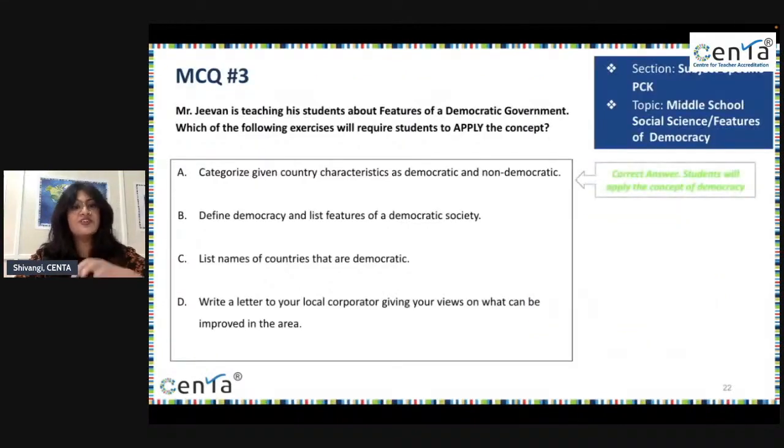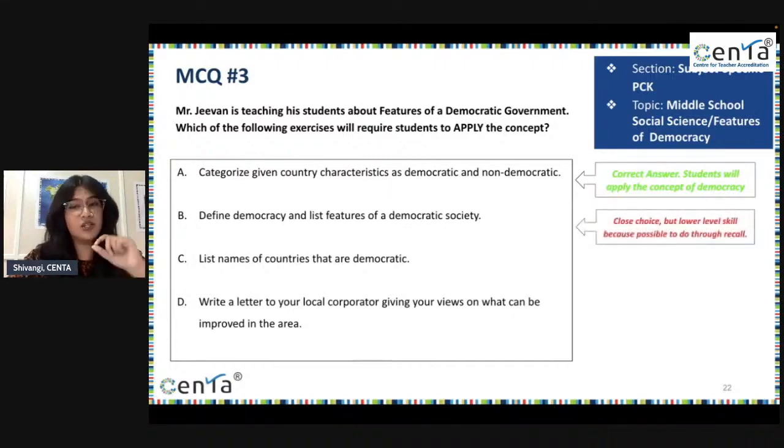So yes, as most of you had opted, this is the correct answer. Students will apply the concept of democracy with exercise A. This is because first, students have to understand the given country's characteristics. They then have to go back to what they had understood from democracy and apply that knowledge, and then come to the conclusion whether the given country's characteristics are democratic or non-democratic.